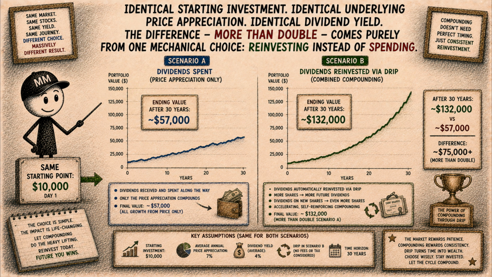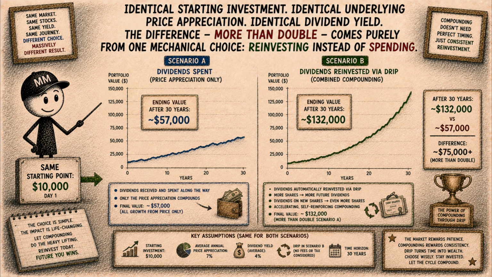Scenario A. Dividends taken as cash, not reinvested. The investment grows through price appreciation alone at 6% annually. $10,000 becomes approximately $57,000 after 30 years. Additionally, the investor has received a separate stream of dividend cash payments along the way, which, if spent rather than invested elsewhere, do not contribute to the compounding of the original investment itself.